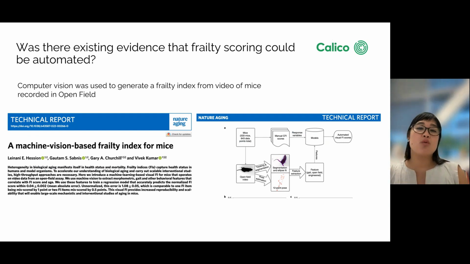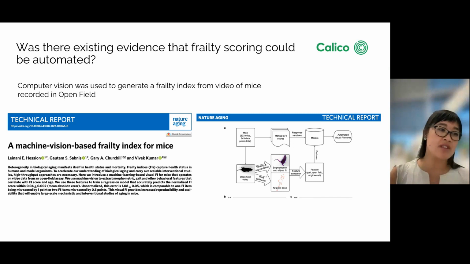And then we were asking, was there existing evidence that frailty scoring could be automated? And this semi-recent paper is from the Kumar lab at Jackson Labs. They use computer vision to generate a frailty index from video of mice recorded in open field. And so this is definitely less invasive than the traditional frailty scoring. However, it still wasn't in the home cage. It still required a lot of technician time and researcher time. And so we wanted to take it a step further.